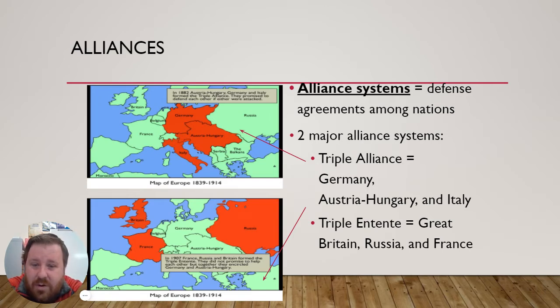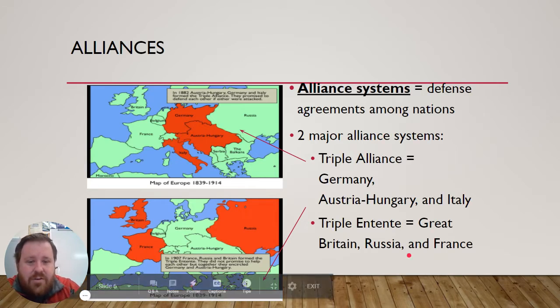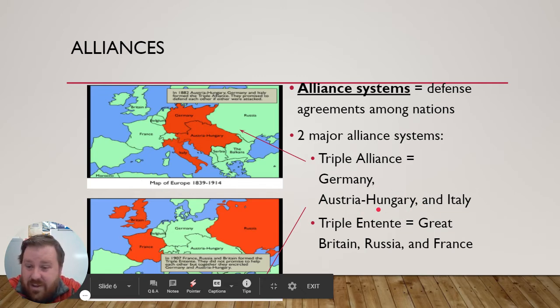There are two major alliance systems in Europe that happened in the late 1800s and continue into the 1900s until World War One. Those two major alliance systems you need to know the names of, and you need to know who is in these systems. That is the Triple Alliance, which is Germany, Austria-Hungary, and Italy, and the Triple Entente, which is Great Britain, Russia, and France. Here's how I remember these. The Triple Alliance has Austria-Hungary in it, okay? And if you can remember that Germany and Italy are on the same side, that's great.